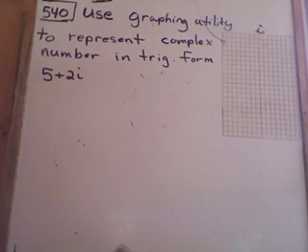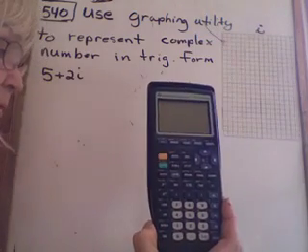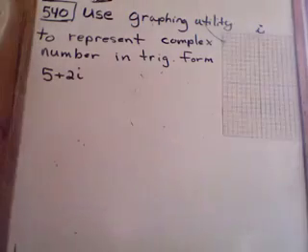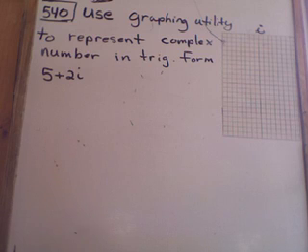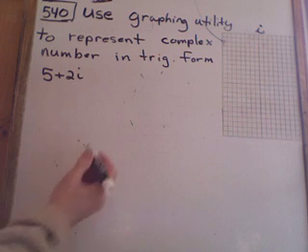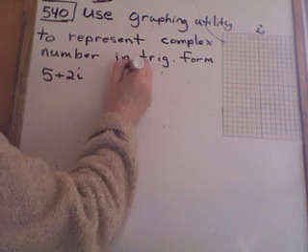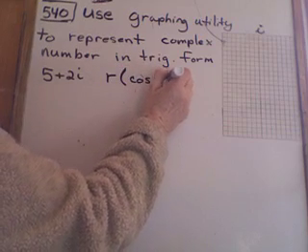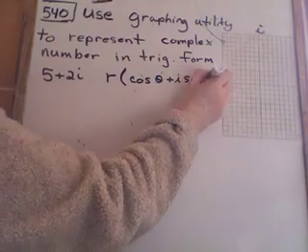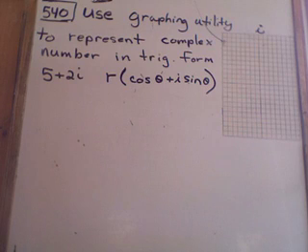Okay, so now I'm going to show you how to use your calculator. I have a TI-83 here, but this works with the 84, 84 Plus, any of that type of calculator. So the question is, how do you use the graphing utility to represent the complex number 5 plus 2i in trig form? Remember, trig form is going to look like r times the cosine of theta plus i sine of theta. But we're going to do this and represent it on the calculator this time.